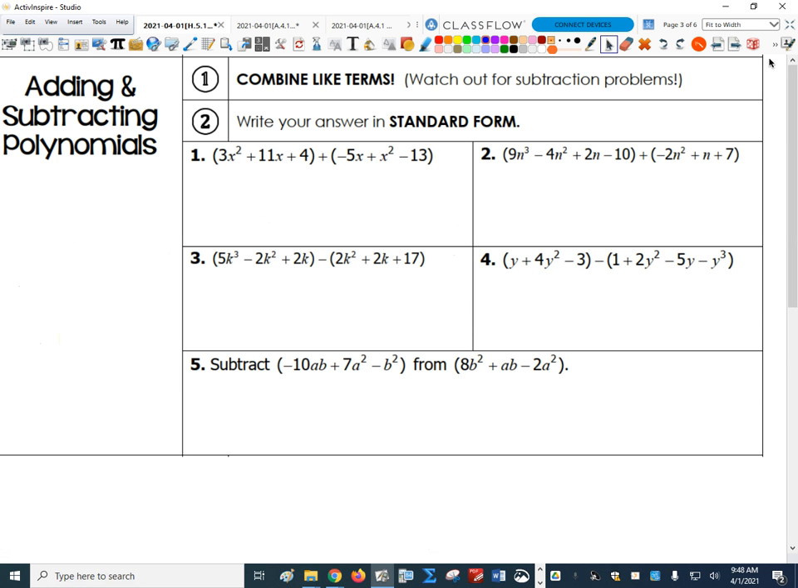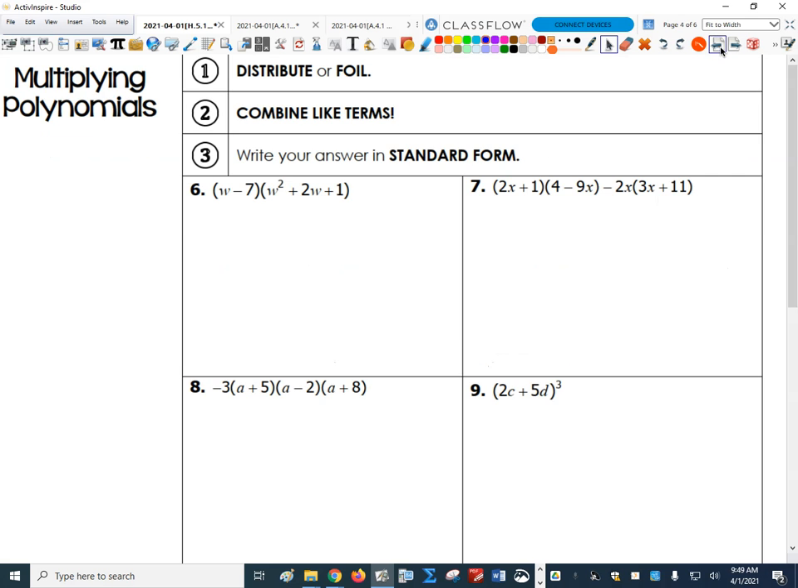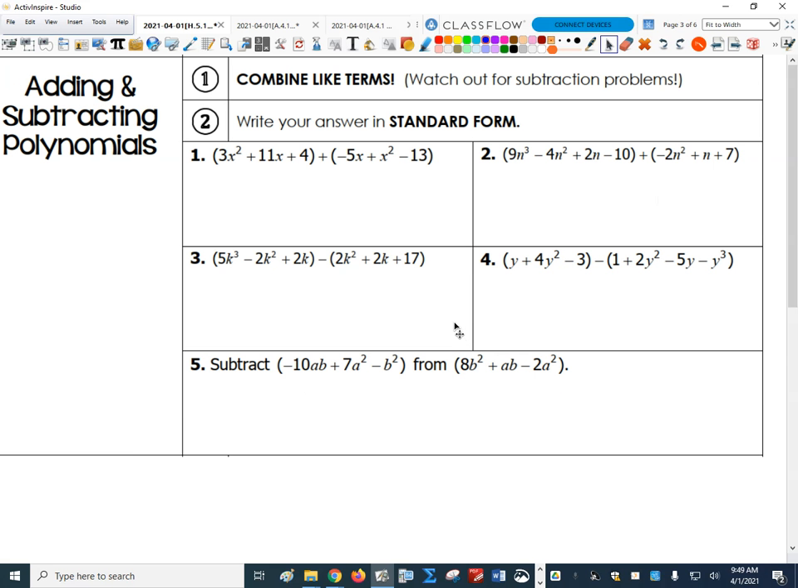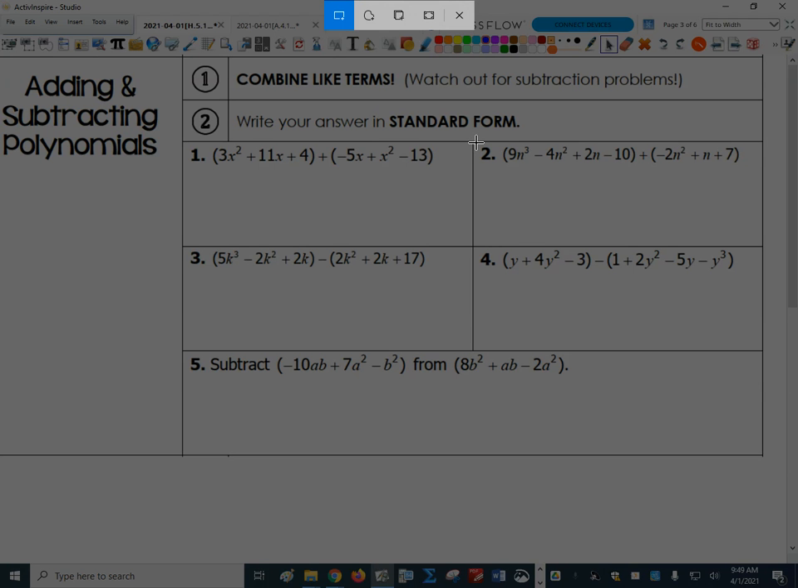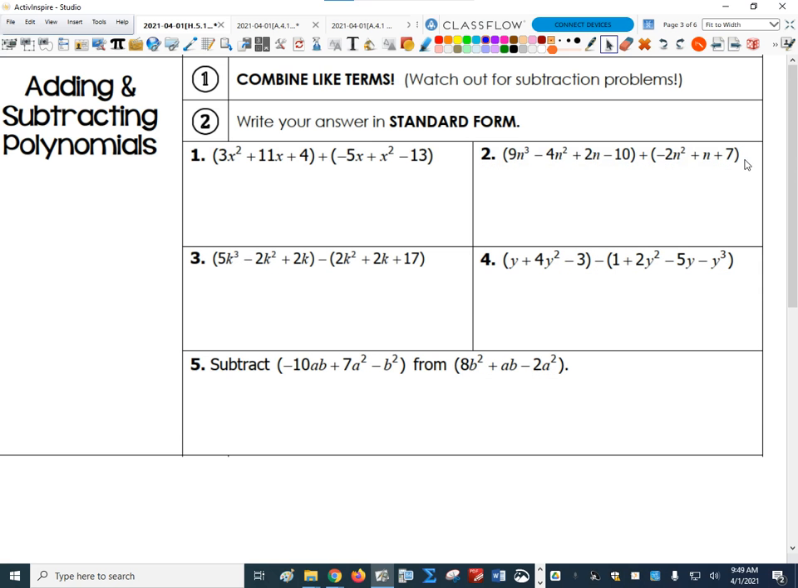Adding and subtracting polynomials. Adding and subtracting polynomials is just as easy as you would think it is. All you're doing is combining like terms. That's it, okay? So let's take a look at a couple examples of this. Let's just look at number 2 and number 4. So our goal here is to combine these polynomials and write them in standard form.